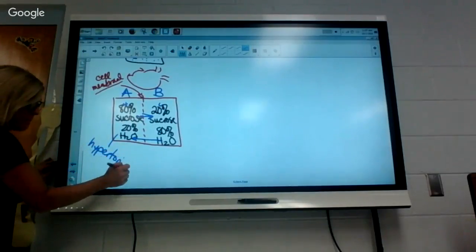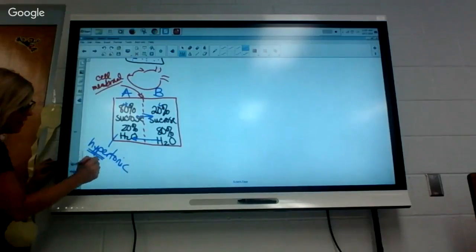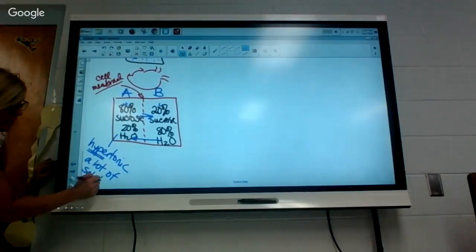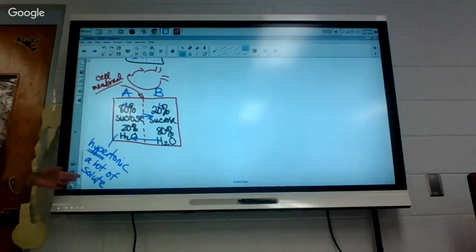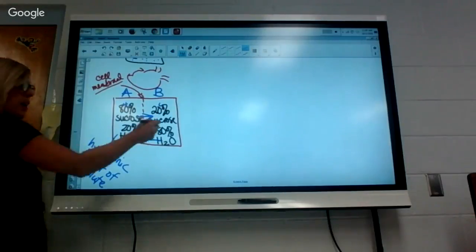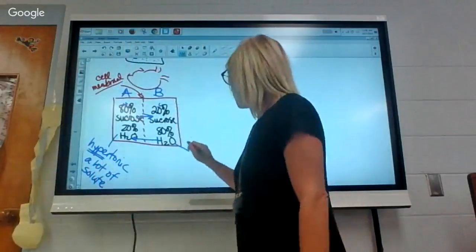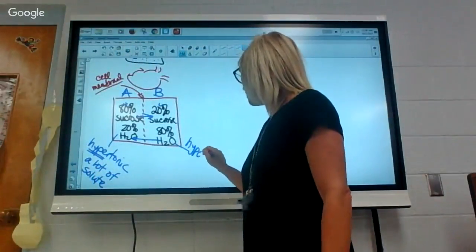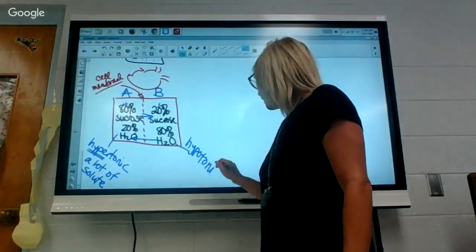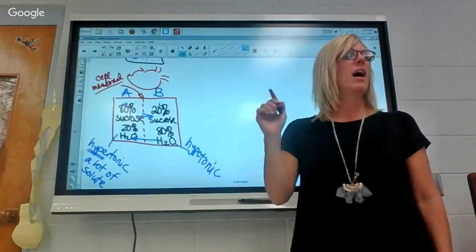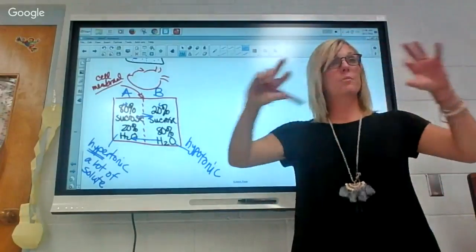What does hypertonic mean again? Hyper means a lot of solute, which in this case is sugar, but it could be salt. It could be whatever you're dissolving in it. So what do you call this side that's all watery? Hypo. Good. Now what Zayden just mentioned was that it's always going to try to get a balance. The balance is isotonic or equilibrium.